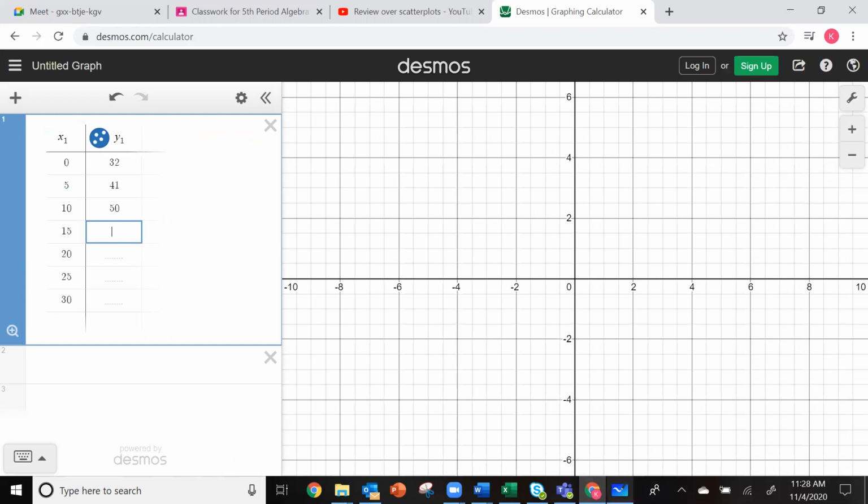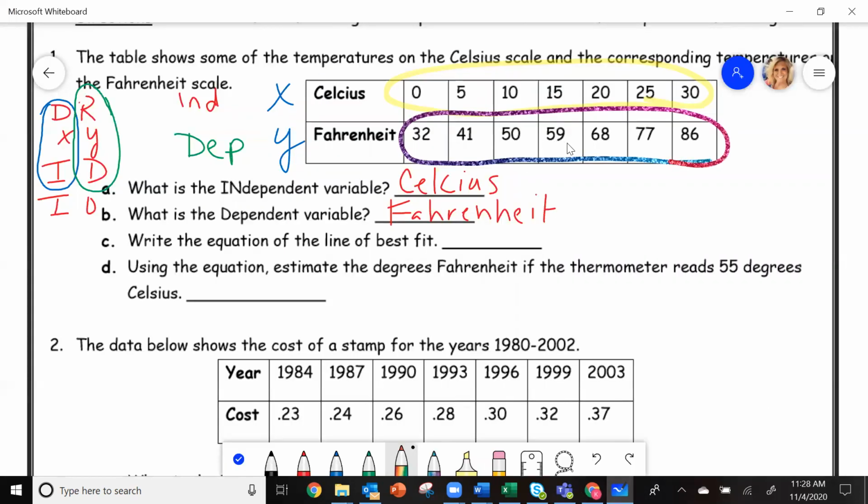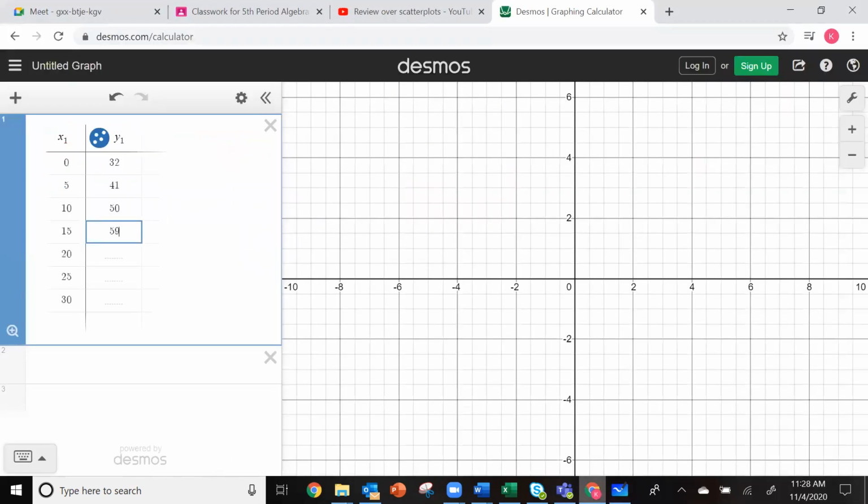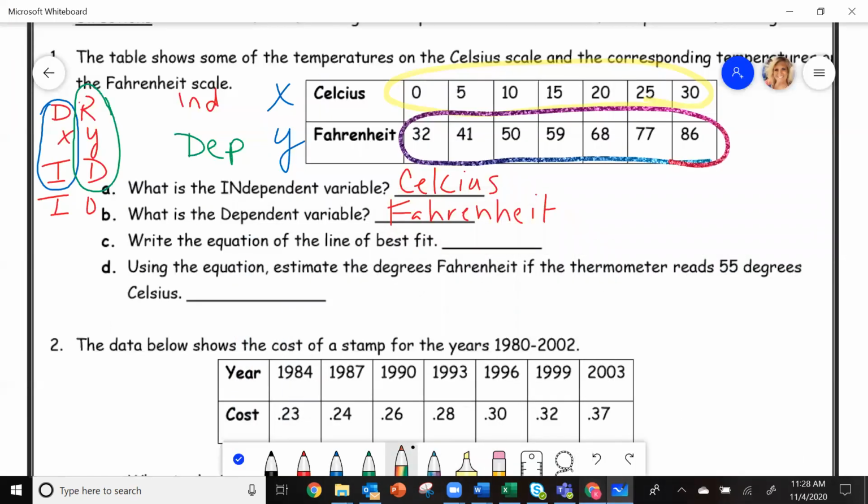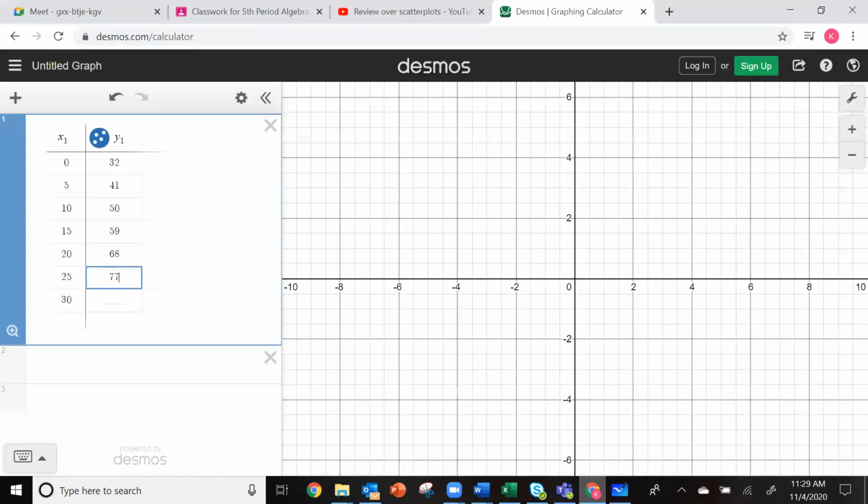All right, let's look at the other ones. 59, 68. 77 and 86. So right now I'm going to pause for a second. I want all of you to try and put those in.